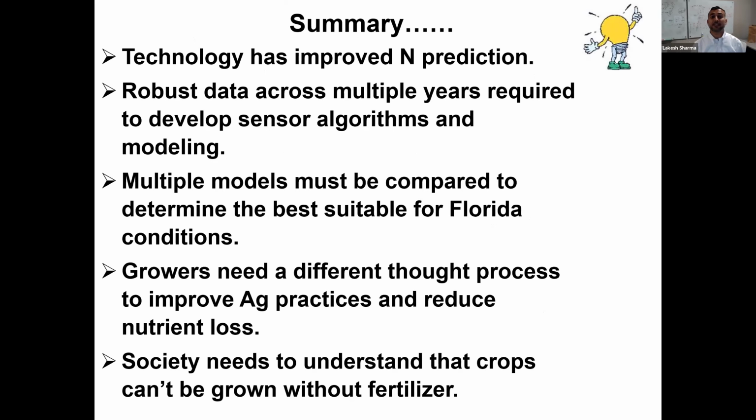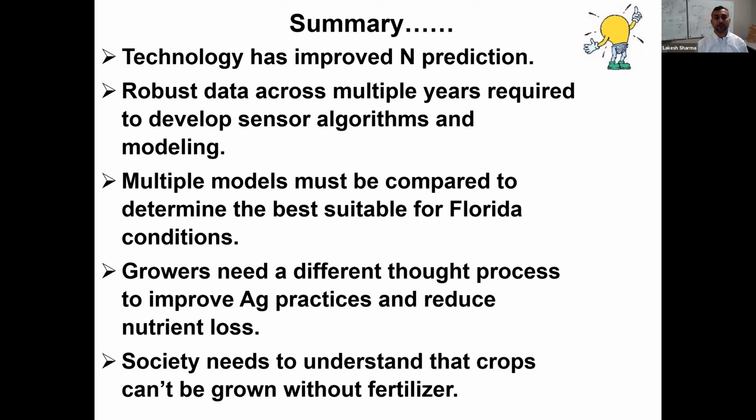So a summary of all that is that technology has improved nitrogen prediction, and we saw that. That is very robust research over a 3-year period in potatoes from multiple on-farm trials. So robust data across multiple years is required to develop sensor algorithms and modeling. What I think here is that similar work needs to be done in Florida to reach that point.